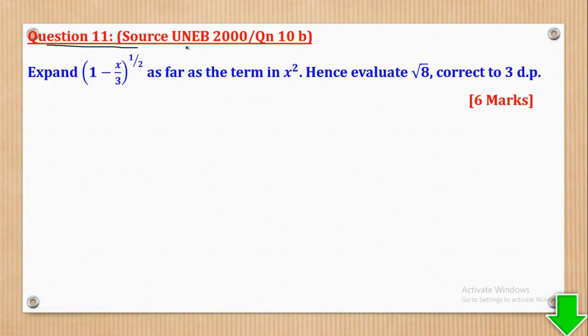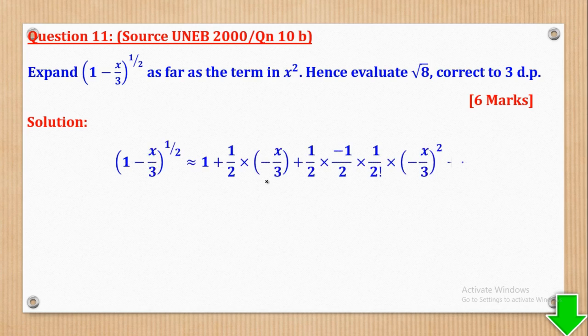Then question 11 came from UNEB 2000, paper 1, question 10b, and says, expand this as far as the term in x squared, and hence evaluate root 8 correct to 3 decimal places. So I'm going to still use the same method of expanding because it's positive 1. It will give you that. Then simplify to give you that.